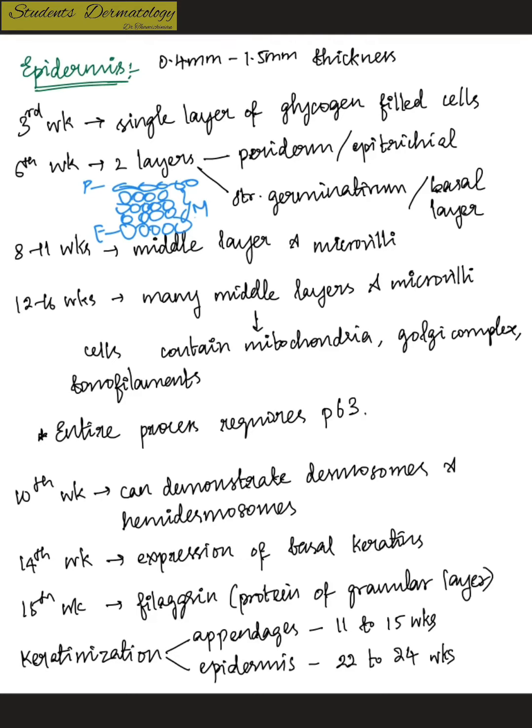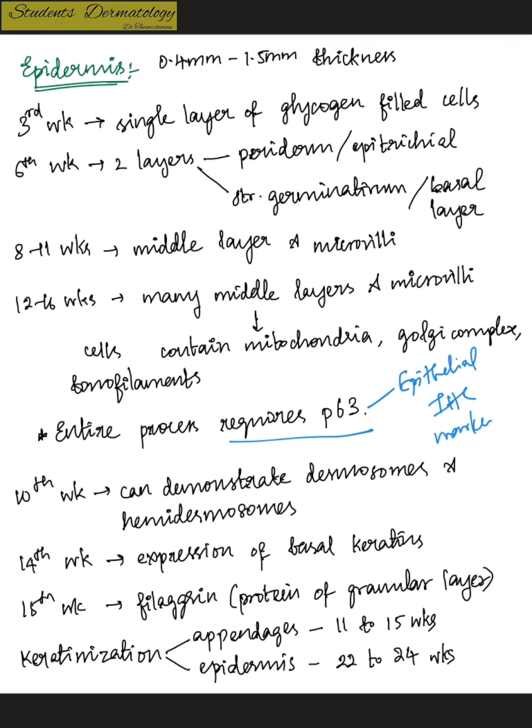There will be many middle layers and microvilli, and these middle layer cells contain mitochondria, Golgi complex and tonofilaments. This entire process requires the presence of P63. P63 is an epithelial immunohistochemistry marker, and mutation of P63 can lead to conditions like ectodermal dysplasia.